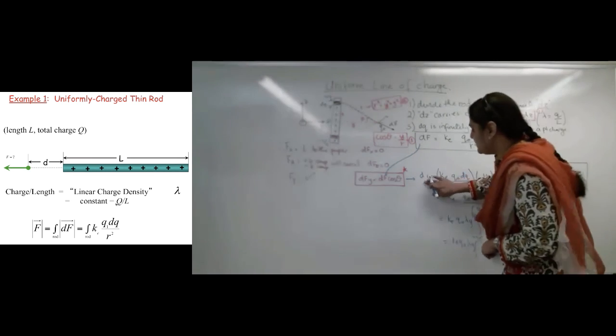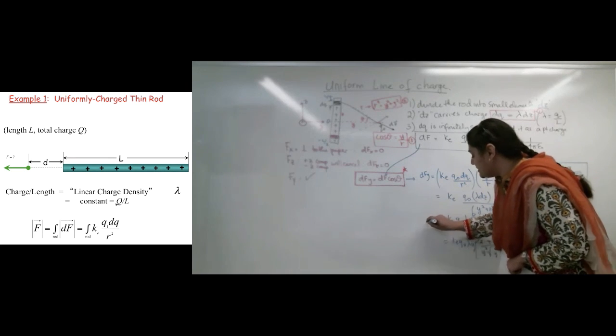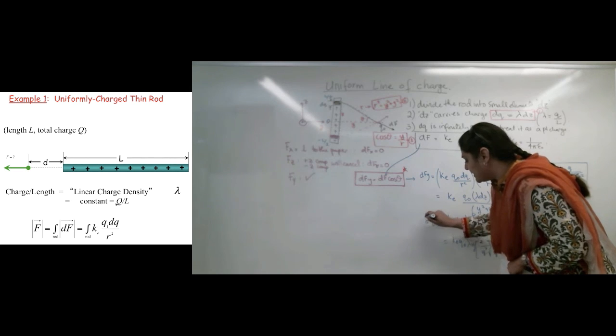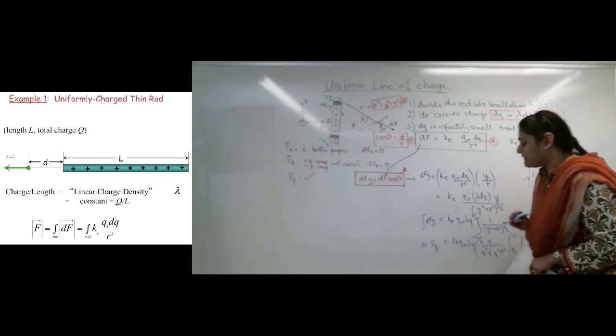Oh, I forgot something here. This should be dFy. When you take an integration here, you also have to integrate this side. So that will give you your total Fy. Sorry, I forgot to do that.